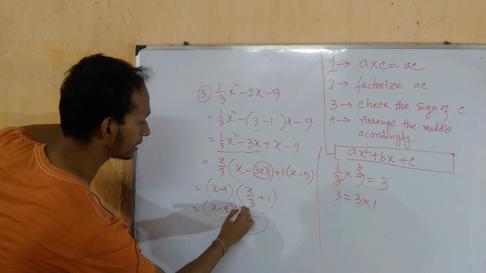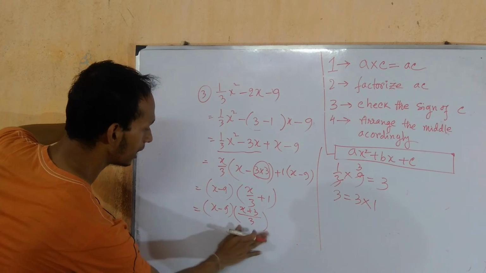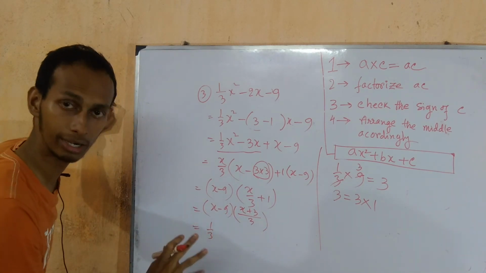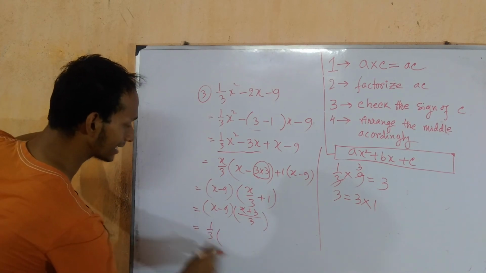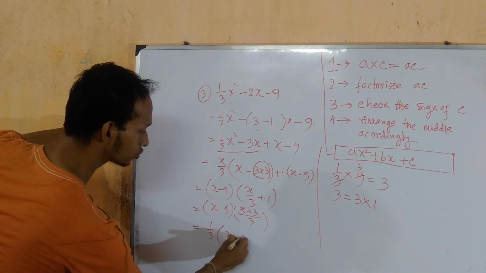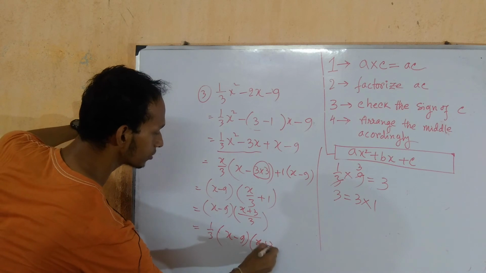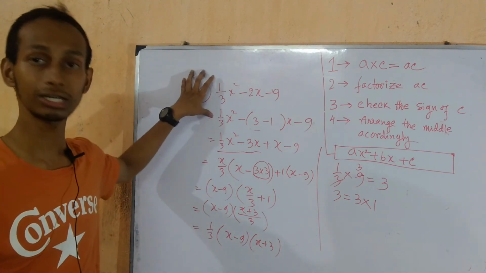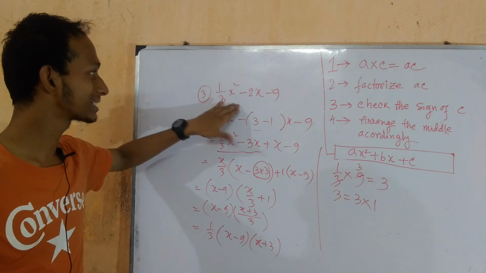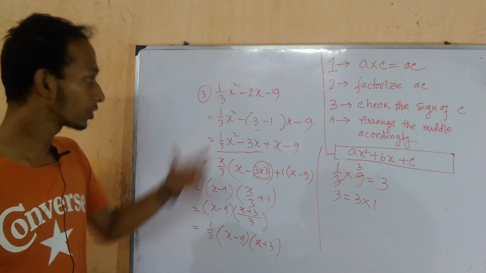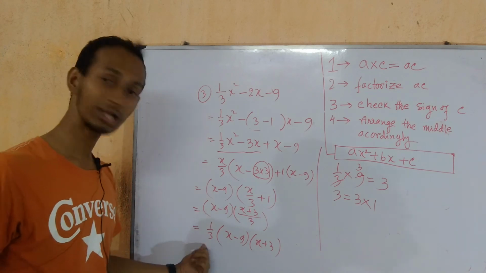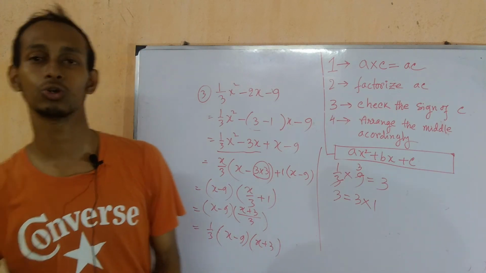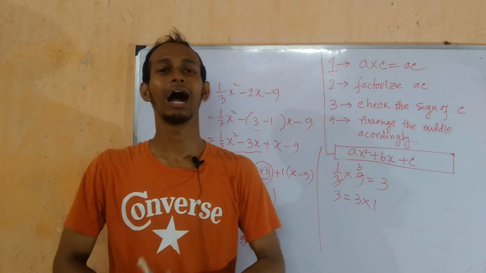That means 3 will be the LCM, x plus 3 will be there, and then in the next step you just write this 3 in the denominator. So you just write this 3 like 1/3 and then the two factors. In some books they write the answer in that pattern. So what did you get? This was the sum 1/3 x square minus 2x minus 9. After factorizing, we got 1/3 x minus 9 product with x plus 3. So I think that everybody understood everything.